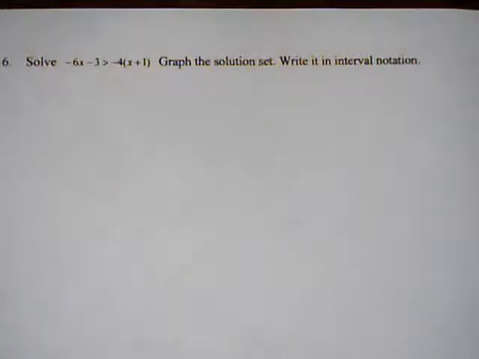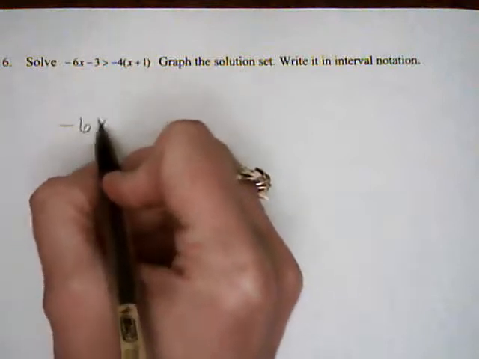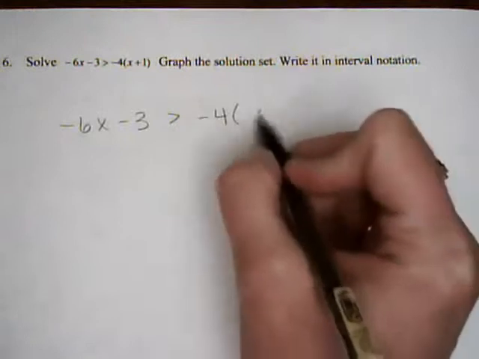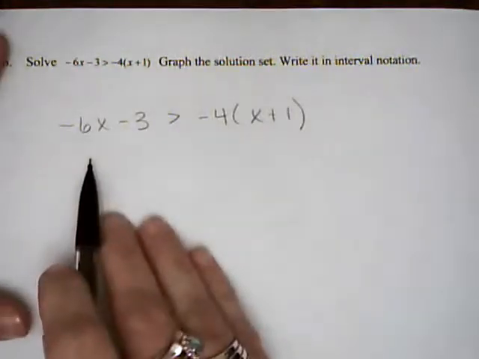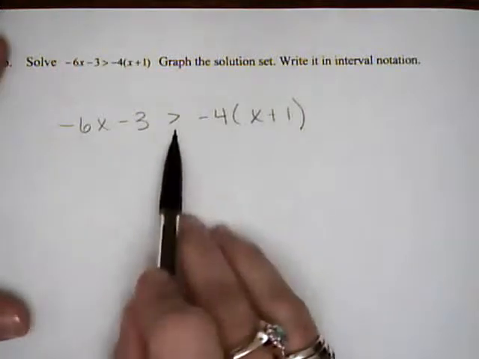Number 6 says to solve negative 6x minus 3 is greater than negative 4 times x plus 1. Graph the solution set, write it in interval notation. Okay, so I wanted to show you a problem that's a little bit longer, and how to work it out. It's just exactly like we did if this were an equal sign.